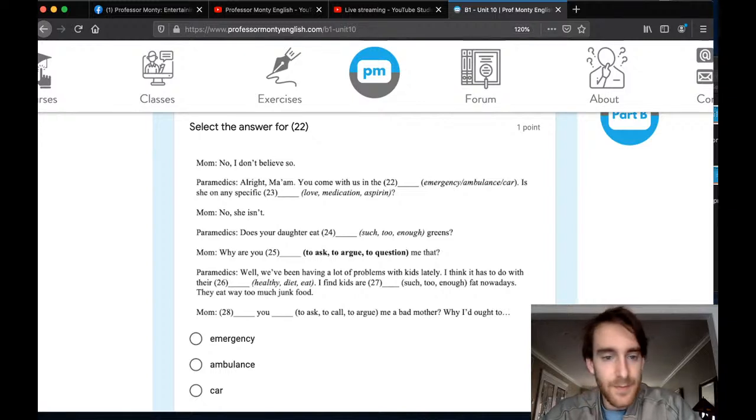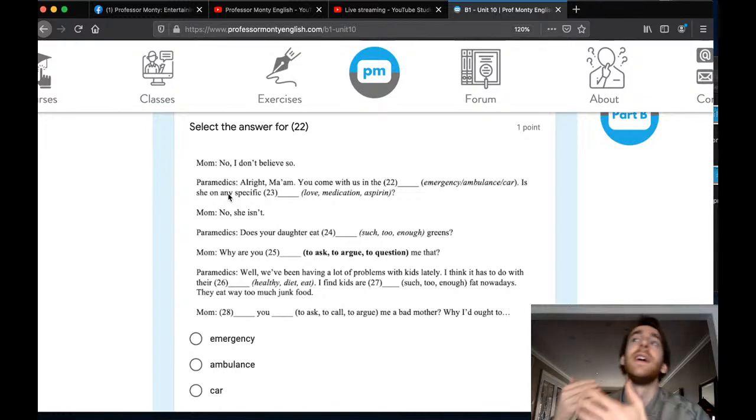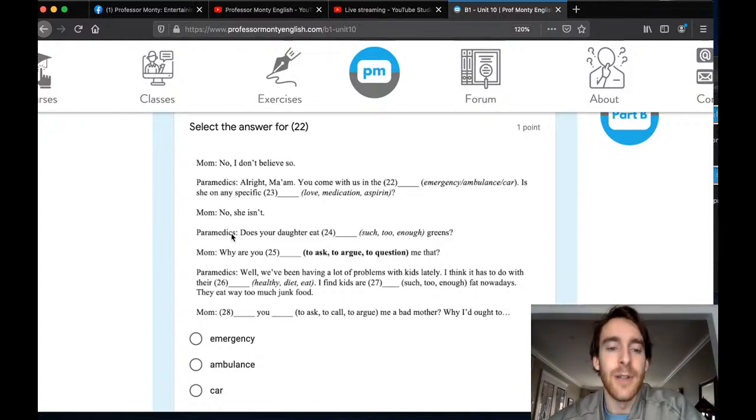So, 22. All right, ma'am, you come with us in the ambulance, right? The ambulance is the big vehicle they put people in when they take them to the hospital. Is she on any specific? Note this phrase, is she on? Is he on any medication? So you're on medication in English. No, she isn't. So you can say, is she on any medication? You can also say, is she taking any medication?